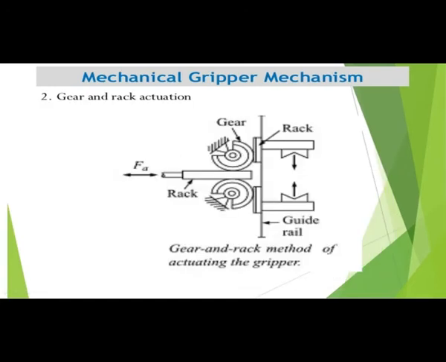Next one, gear and rack method. Gear and rack actuation. In this figure is one method of actuating the gripper fingers using a gear and rack configuration. The rack gear would be attached to a piston or some other mechanism that would provide the linear motion. Movement of the rack would drive two parallel pinion gears, and this would in turn open and close the fingers. Here Fa is the input and it is the rack, this is the gear and guide rail.